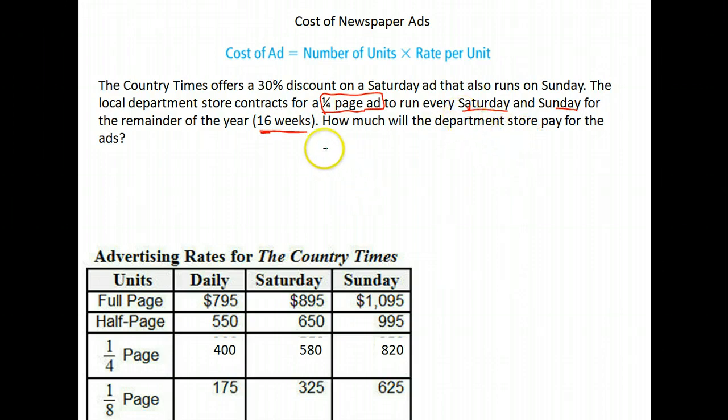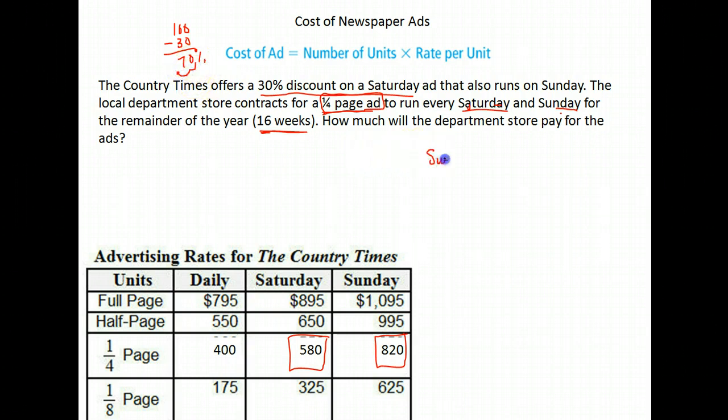Well, first let's find out how much it costs for a 1/4 page ad on Saturday and on Sunday. So if we look down at the table, here's our 1/4 page ads. Here is the Saturday rate is $580 and the Sunday rate is $820. And remember, we had a discount in there. The discount was 30% on Saturday if you're going to run it on Sunday, and they are. Okay, so what we want to do is find out what price we're paying for Saturday. Again, if you get 30% off, a 30% discount, then you're left paying 70% of the full price. Move the decimal 2 places to the left.